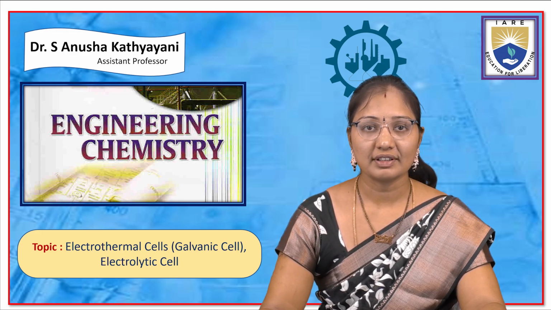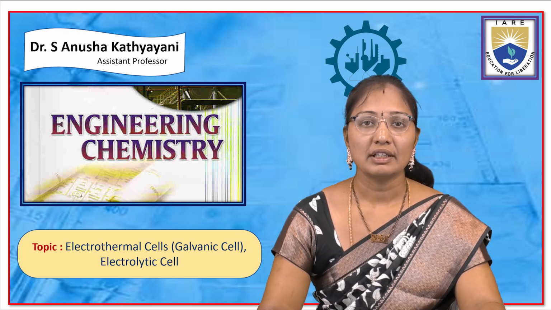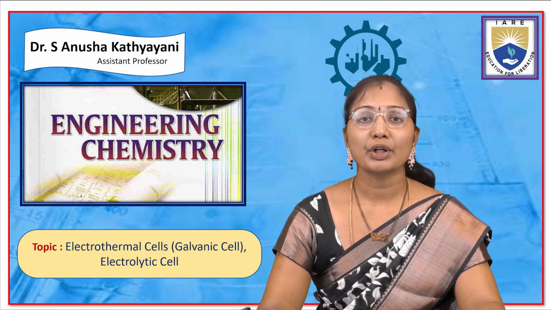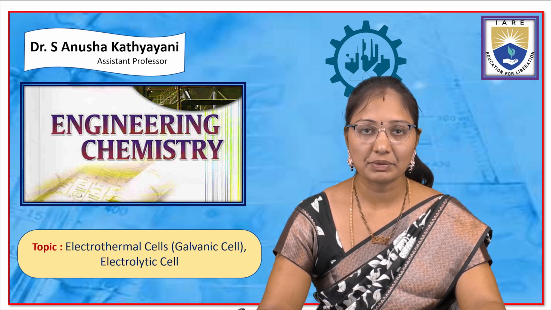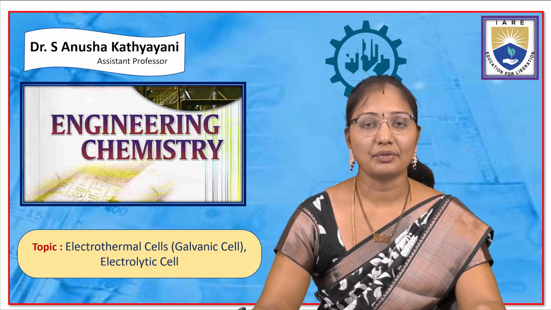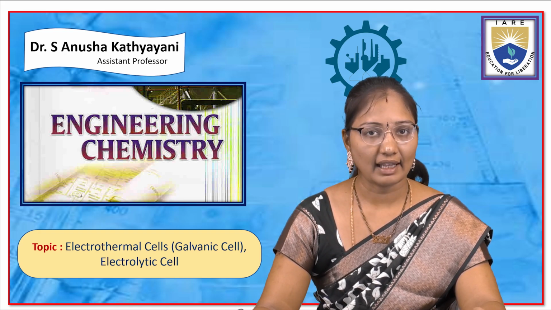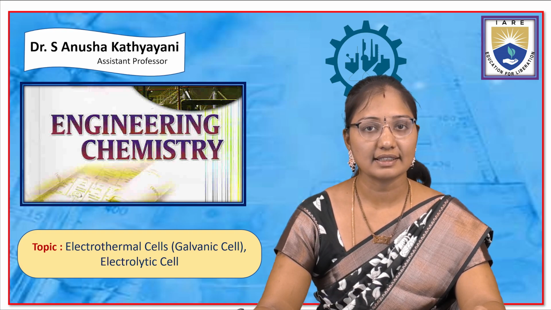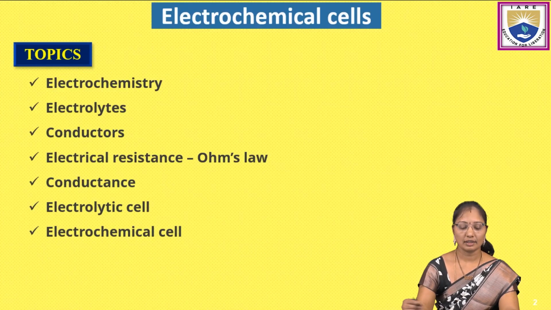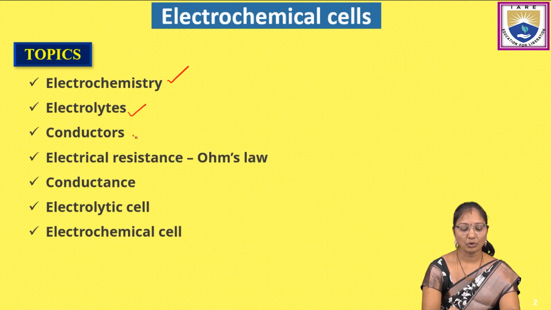Today, we are going to discuss Module 1, which is battery chemistry. We are going to see what electrochemistry is, what conductance is, what the conductors are, and about the electrochemical cells called galvanic cells. We are going to see in detail. The topics we are covering are the fundamentals of electrochemistry, the electrolytes, what the conductors are, and what electrical resistance is in terms of Ohm's law, and conductance, and electrolytic cells and electrochemical cells.